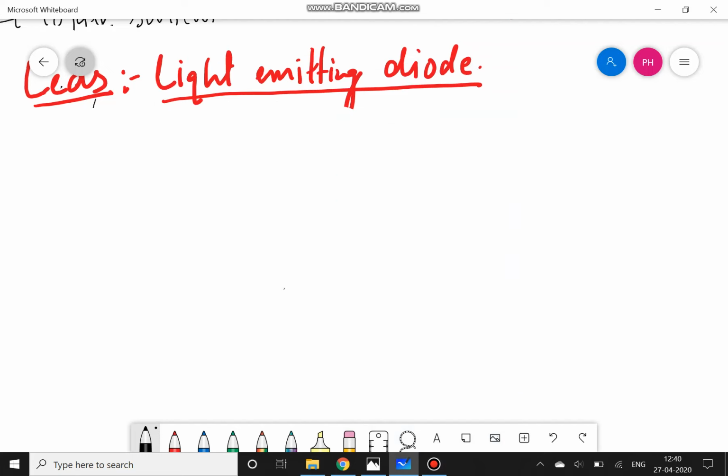Welcome back. This is part 3 and we'll be discussing the interfacing of LEDs. LEDs are light emitting diodes and they are usually used to display a status in an embedded system.